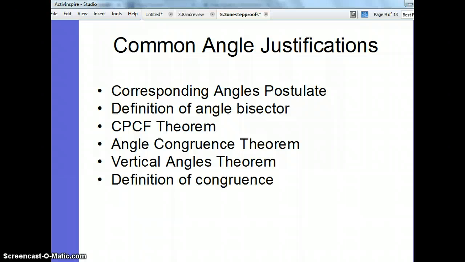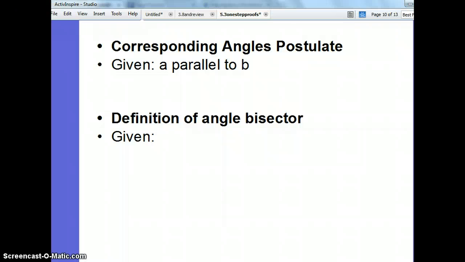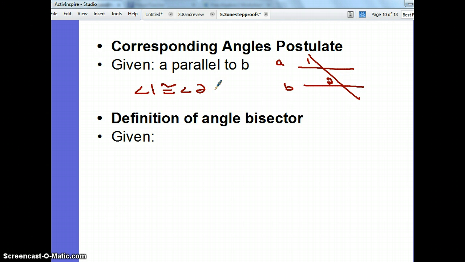Common angle justifications. Remember the corresponding angles postulate, angle bisector, CPCF, vertical angles, etc. Some of these again are the same as the ones we did with the segments. The corresponding angles postulate, of course, we have to have the parallel lines. We would have to have that picture with A parallel to B, then we can conclude that angle 1 is congruent to angle 2 by that corresponding angles postulate.